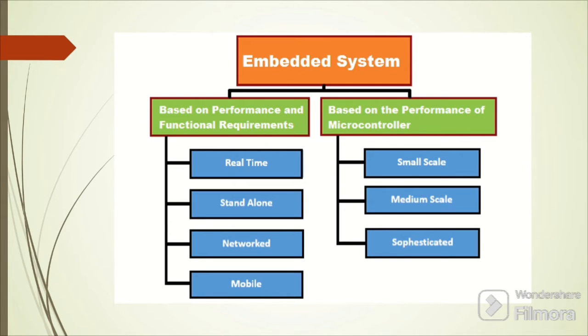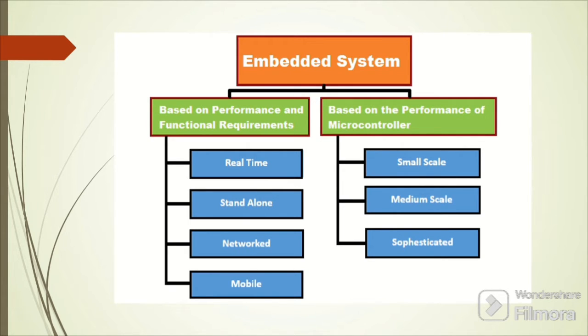And coming to the second one, that is network embedded systems. Network embedded systems are used for communication from one place to another place, one form to another form. We use switches and hubs for networking purposes, so we can implement this type of embedded system for communication.